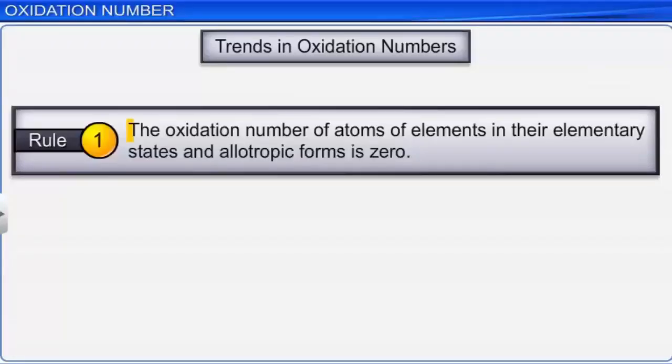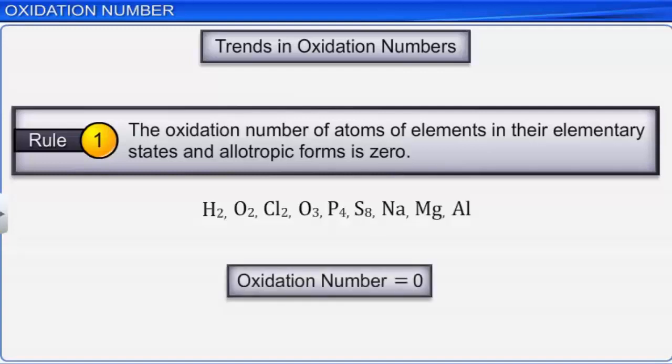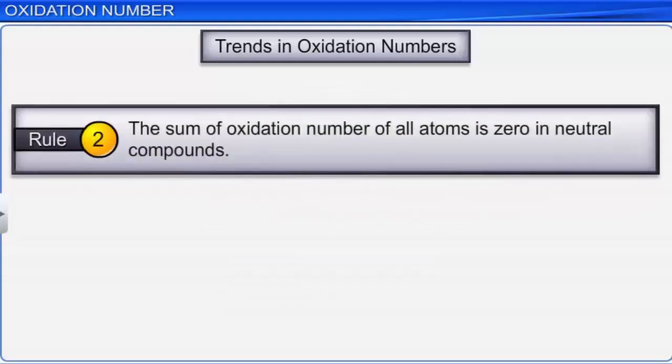The first rule is that the oxidation number of atoms of elements in their elementary states and allotropic forms is 0. For example, each atom in H2, O2, Cl2, O3, P4, S8, Na, Mg, Al has oxidation number 0. The second rule is that in neutral compounds, the sum of oxidation numbers of all atoms is 0. For example, in H2O, the sum of oxidation numbers of hydrogen and oxygen atoms is 0.